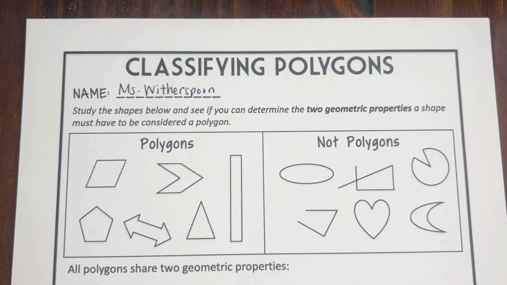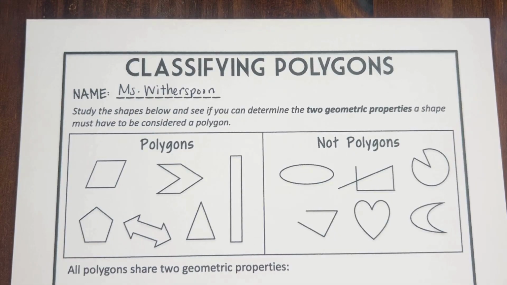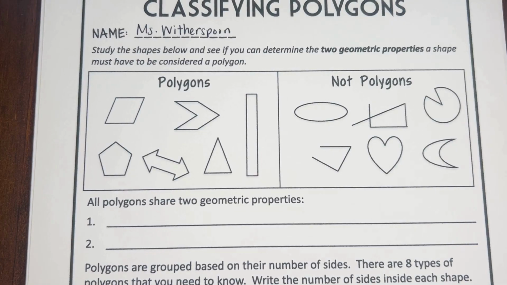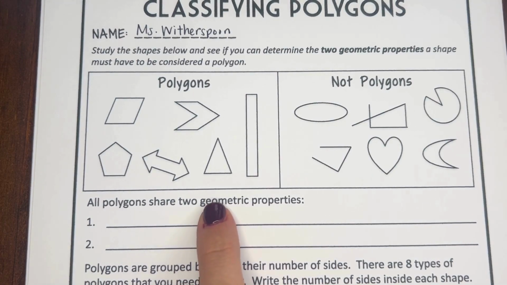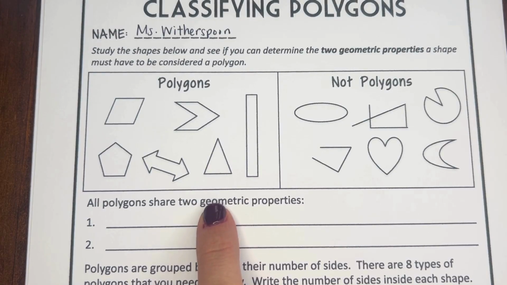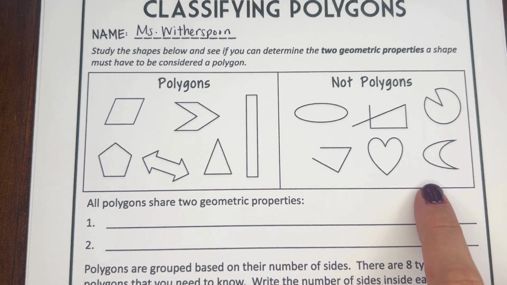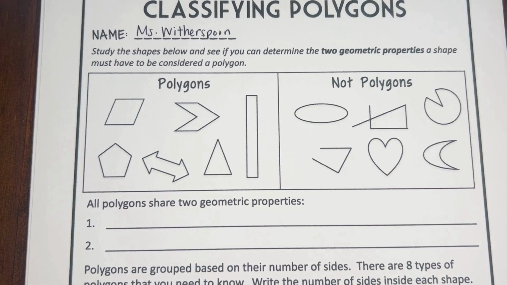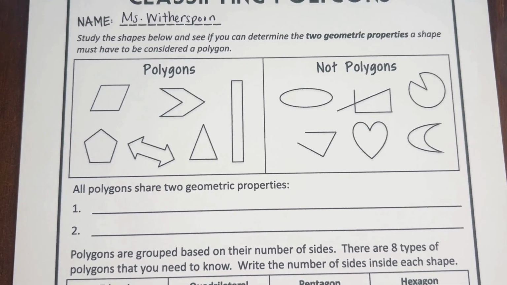Today we're going to learn how to classify polygons. But first, I want you to study two groups of shapes for me. All the shapes in this first group are polygons, and none of the shapes in the second group are polygons. So the question I have for you is, what is a polygon?